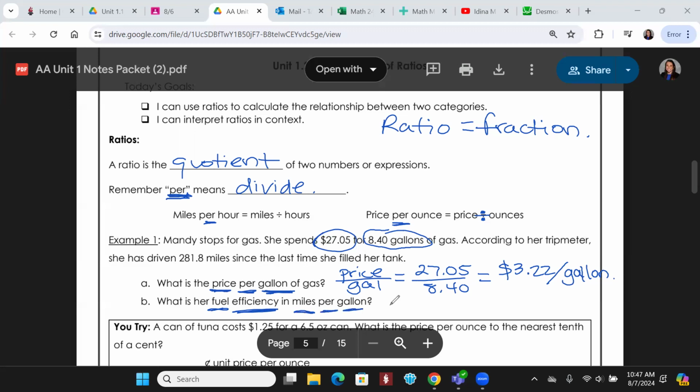So here it is again. We got miles divided by gallons. So how many miles did she drive? Looking back up here, how many miles? 281.8. And we're going to divide it by how many gallons did she buy? How many gallons did she buy? 8.40, right? So go ahead and type this into your calculator. 281.8 divided by 8.4.